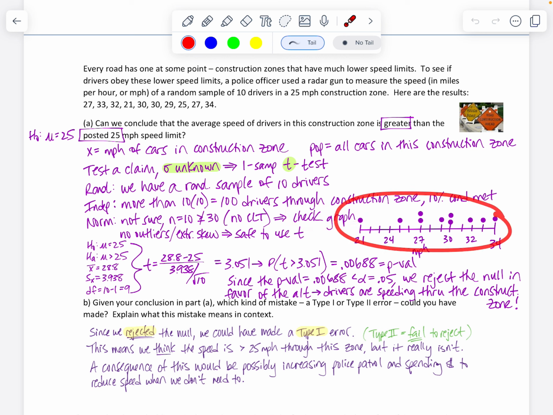Here's what it looks like. And I don't see any extreme skew. I don't see any extremely obvious outliers. Yeah, this one is kind of far away from the rest of them, but I don't think it's super obvious. So I'm going to go ahead and proceed, and I'm going to say safe to use t.